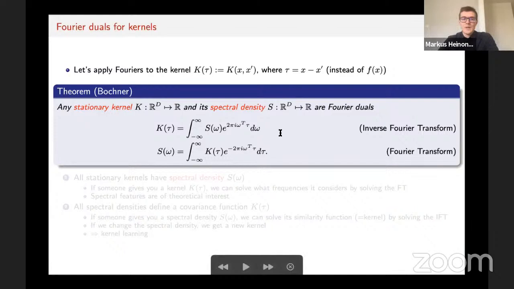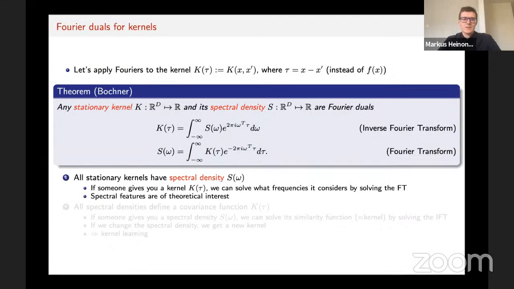So what's the effect of this theorem? We can look at this theorem from two sides. We can either go from the spectral density to the kernel, or from the kernel to the spectral density. Let's first look at the less interesting direction. All kernels have a spectral density. That is what this theorem is saying. So if someone gives you a kernel, we can always solve what frequencies this kernel considers. That would be the Fourier transform, the second equation.